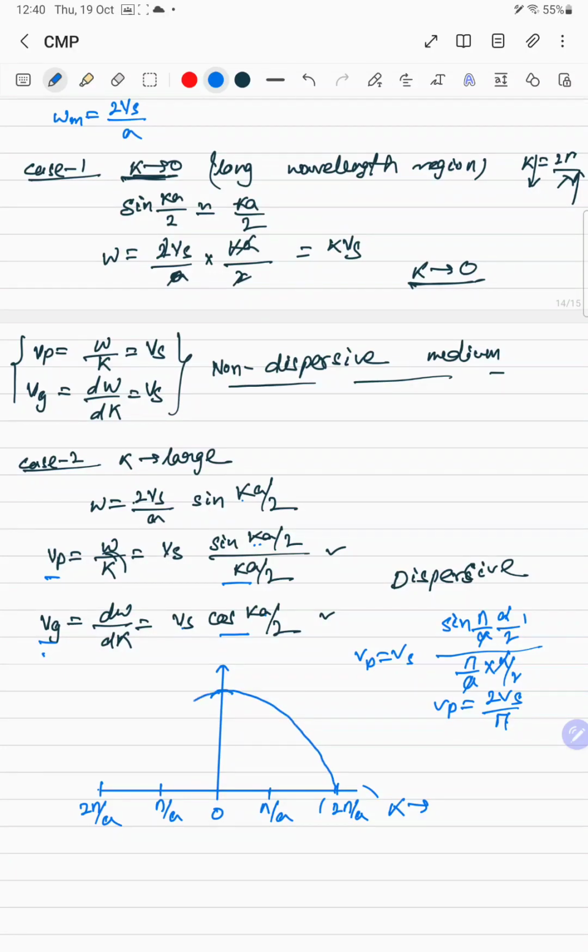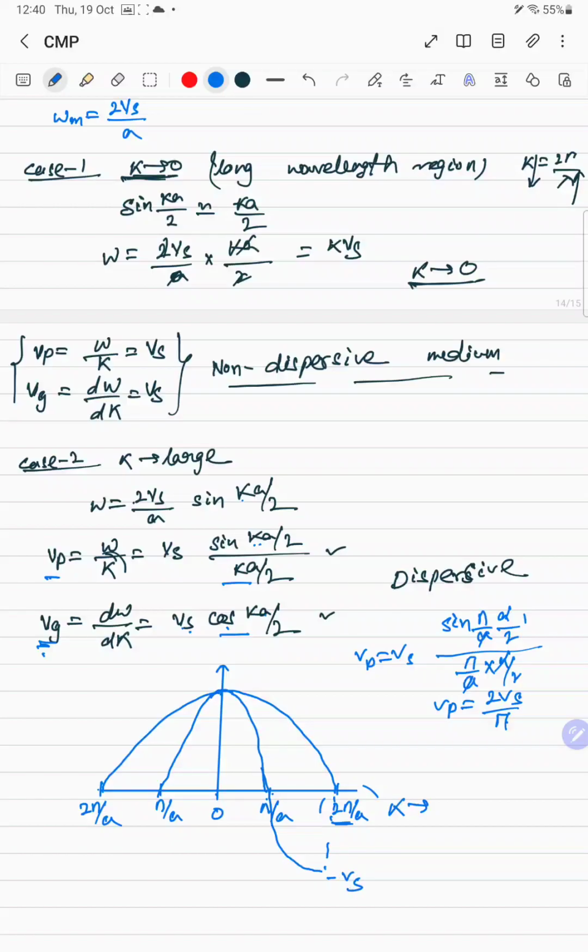Vp will fall like this, and this side also it will fall like this. But what about Vg? Vg at 0 is Vs, and at k equals pi by a, cos pi by 2 will be 0, so Vg will be 0 here. And at 2 pi by a, Vg will be Vs cos pi, that is minus Vs. So Vg will go like this, it will be minus Vs.